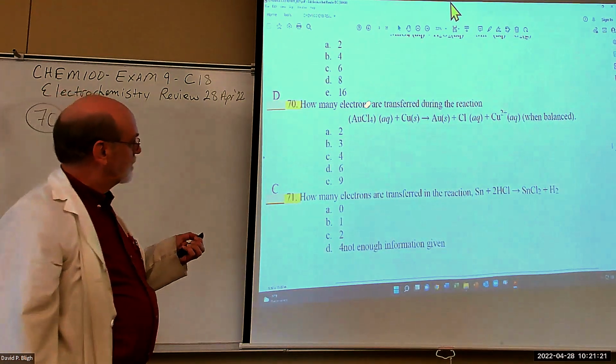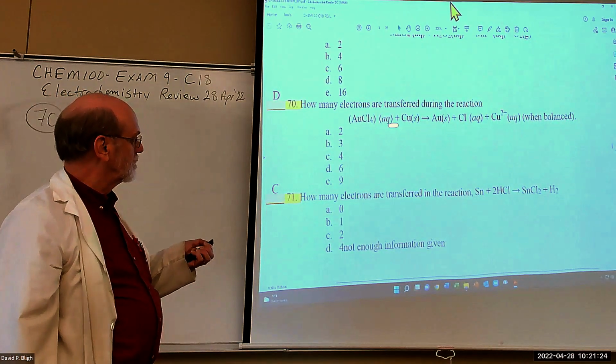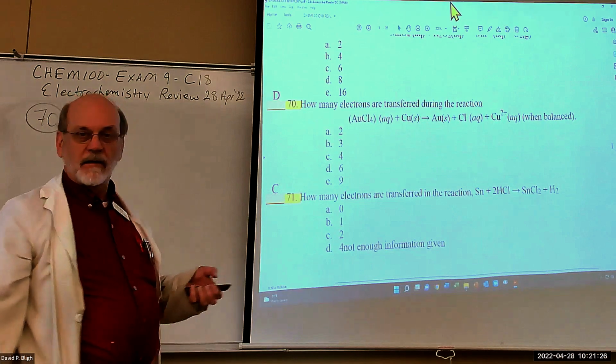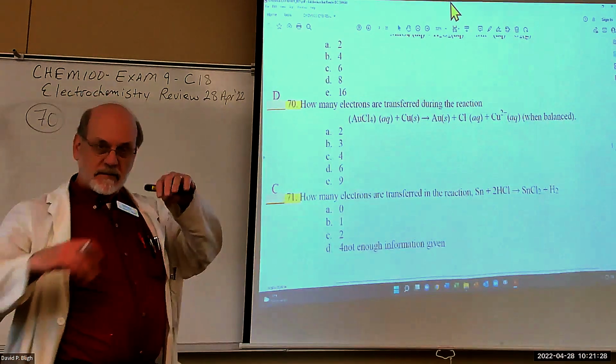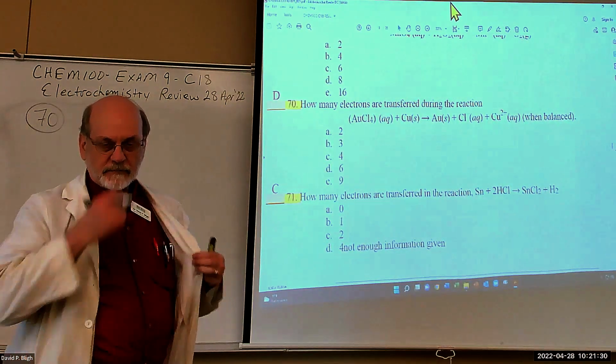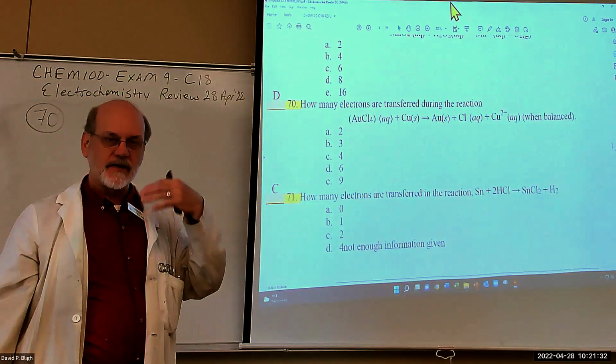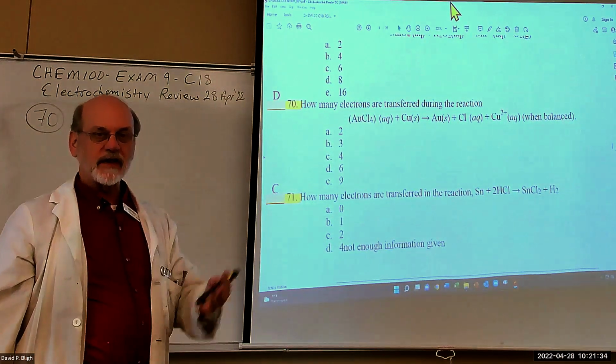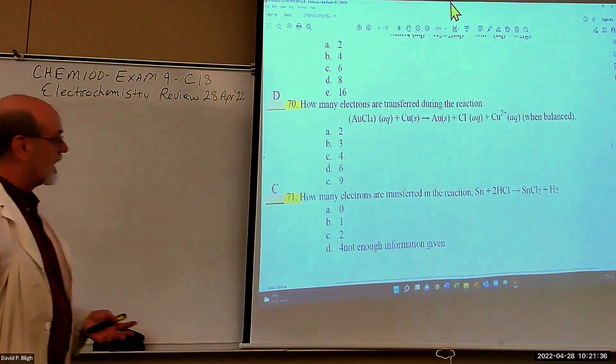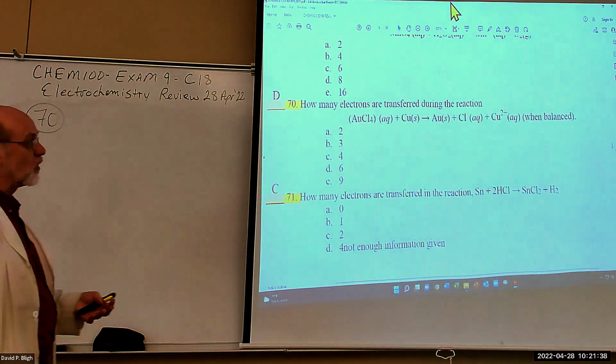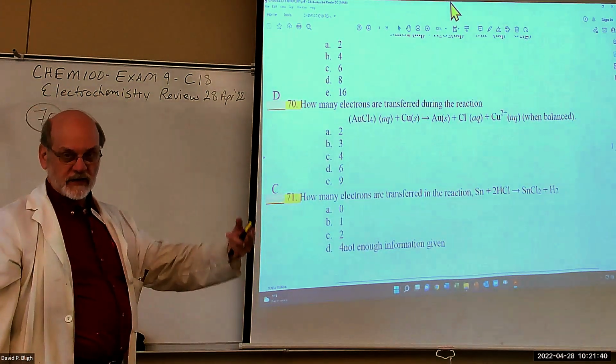Notice that there's no oxygen here. There's no hydrogen, there's no oxygen. So we can balance that. We don't have to split this one up. All we have to do is assess the oxidation states and where the electrons are moving and say how many electrons total are being moved from one place to the other.